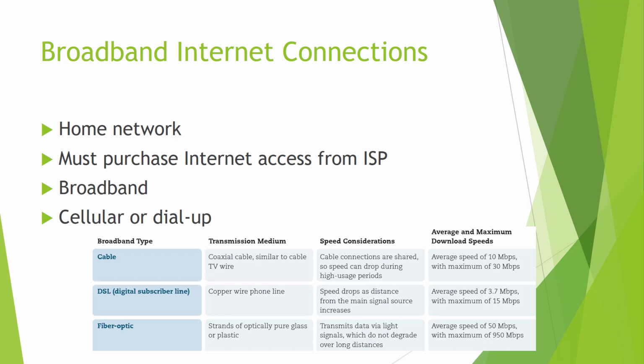And then last but not least is fiber optic. Ideally it's optically pure glass, but plastic is also an option. We are going to transmit data via light, as I said earlier, and it's not going to degrade as much over long distances. There is still a max distance for fiber optics, but it's much greater than a traditional Ethernet, coax, or DSL line, so that's good. Average speed here is 50 megabits per second with a max of 950, so a huge speed increase from cable to fiber optic.